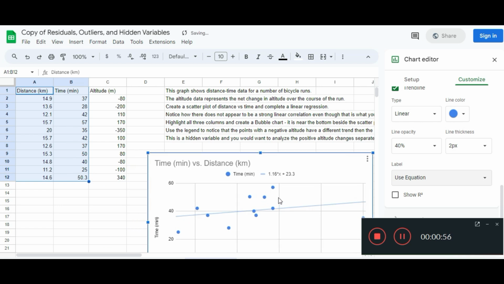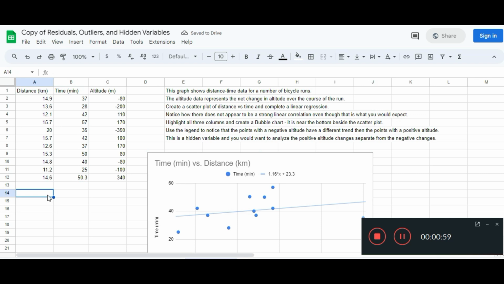Now there does not appear to be a strong correlation. If I calculate my correlation coefficient, I get 0.28, which is pretty low. So we are going to try something different. We are going to include the altitude data, and I'm going to create what we call a bubble chart.